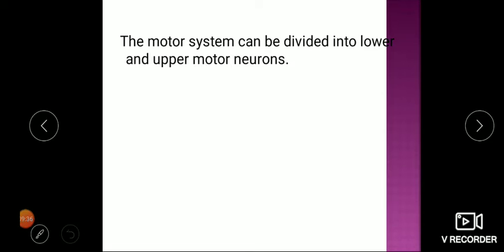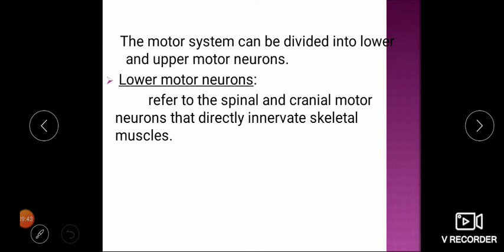So the motor system can be divided into lower and upper motor neurons. Lower motor neurons refer to the spinal and cranial motor neurons that directly innervate skeletal muscle. Their stimulation will lead to muscle contraction, and if these motor neurons are lost, the muscle will become totally flaccid, because whatever was ending on them can no longer influence the muscle. That's why a lower motor neuron lesion leads to loss of muscle tone.